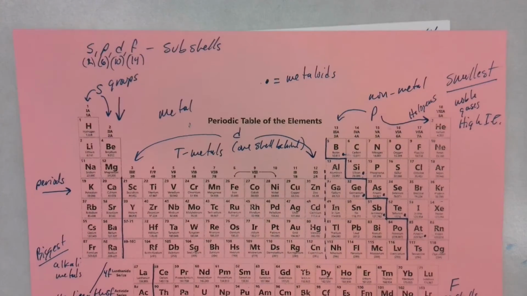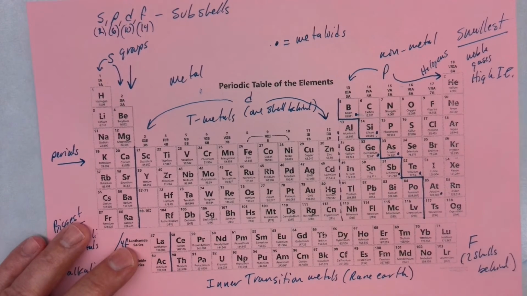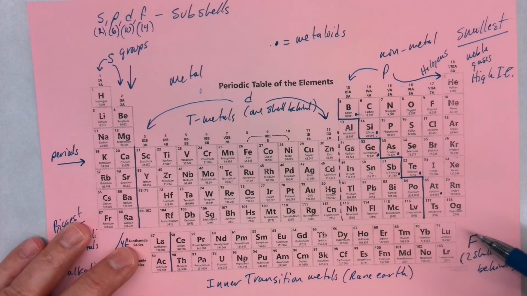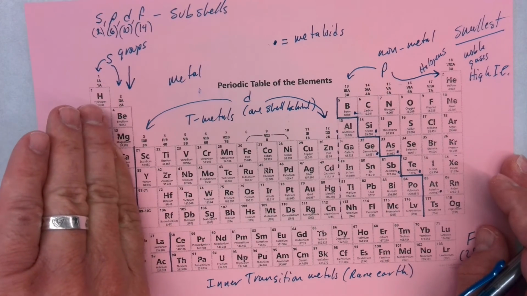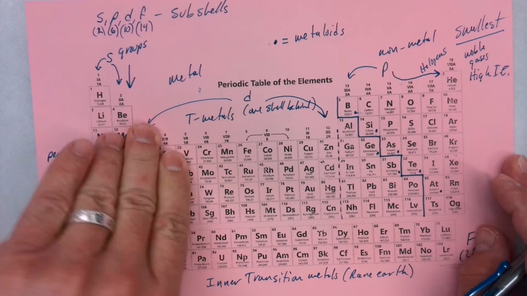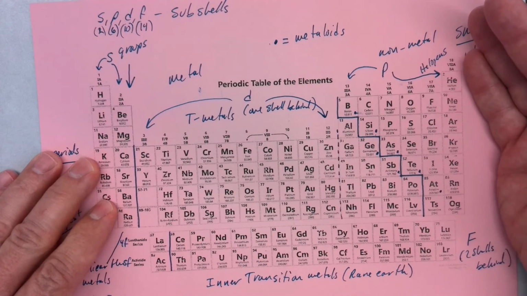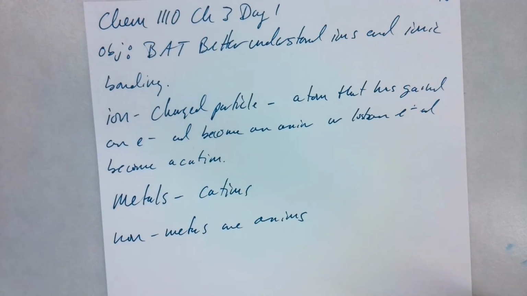Who knows what I mean when I refer to the steps? Yeah, I'm talking about the steps right here on the periodic table, right? Everything to the left of the steps loses electrons and becomes cations. Everything to the right of the steps gains electrons and becomes anions. Okay, so make sure we understand that.